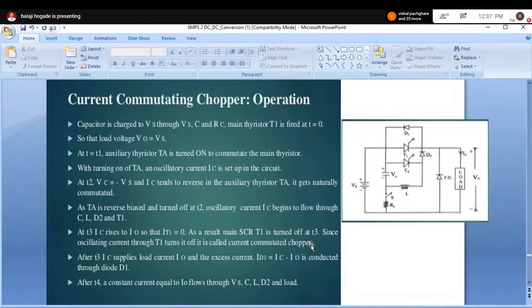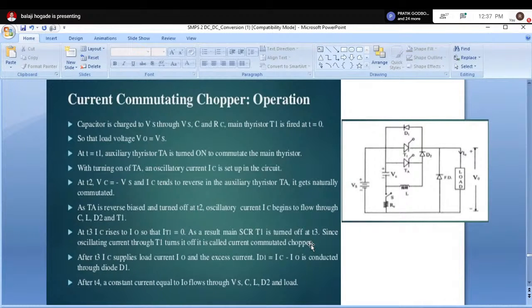In the previous circuit, voltage commutated chopper, the capacitor voltage was appearing across the main thyristor, which was in the reverse. That means the anode was negative and cathode was connected to positive because of the parallel capacitor, and that capacitor voltage was responsible for turning off the main thyristor. Here the capacitor current is responsible for turning off the thyristor. That's why it is called as current commutated chopper.